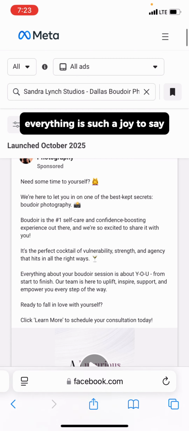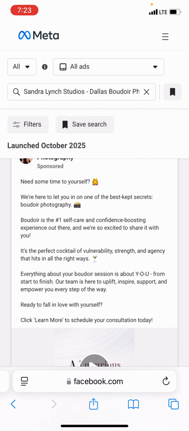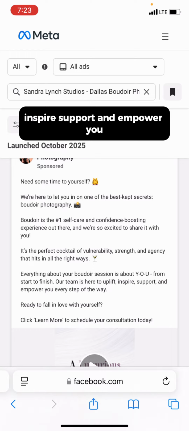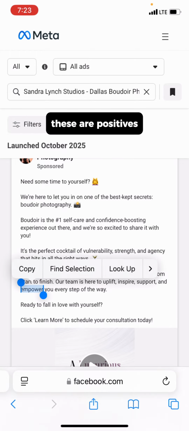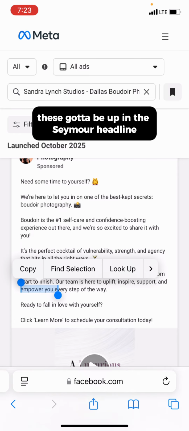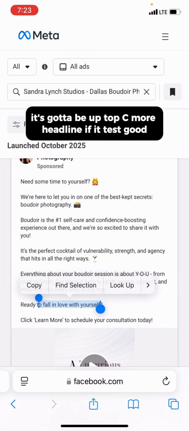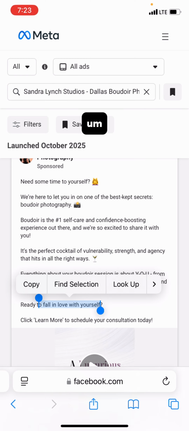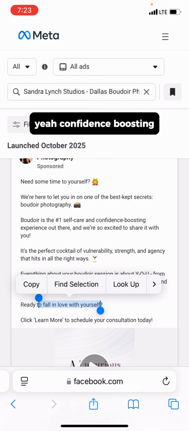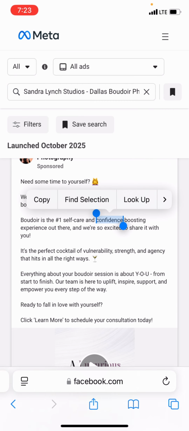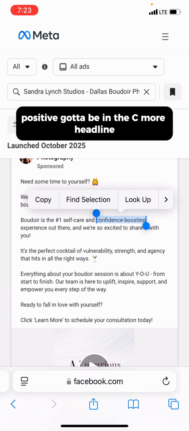Everything else: empower you, uplift, inspire, support. Yeah, these are positives. These have got to be up in the see-more headline. "Ready to fall in love with yourself." Positive. It's got to be up top, in the see-more headline, if it tests good. Yeah, "confidence boosting." Positive. Got to be in the see-more headline.